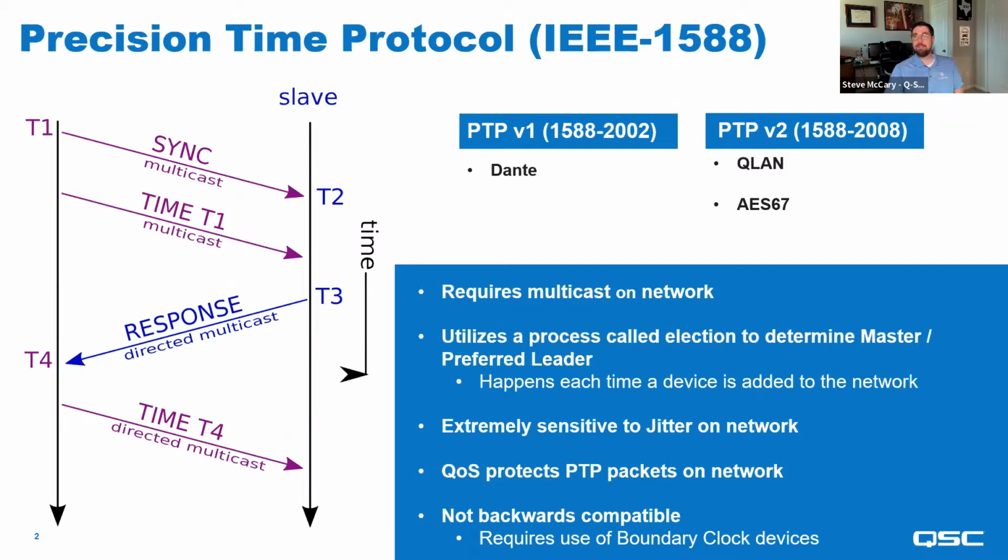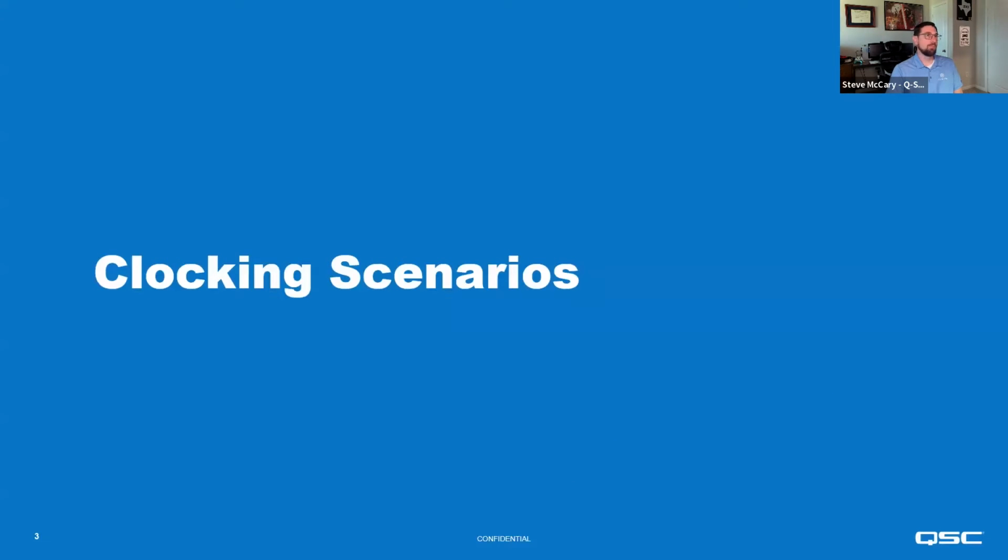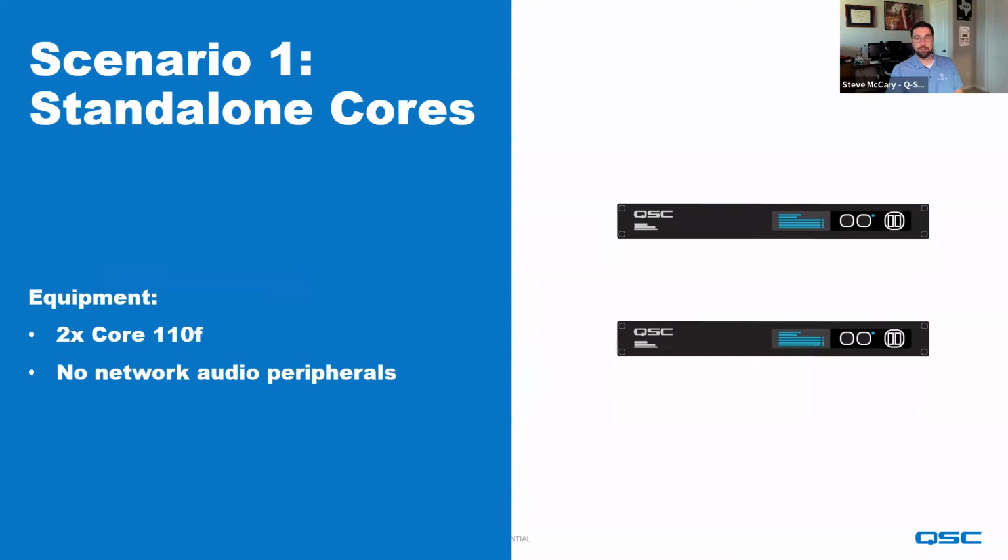PTP v1 versus PTP v2. If you want to have something that can communicate with both, there are devices that can communicate with both, and those are referred to as boundary clocks. But a strictly v1 device cannot communicate with a strictly v2 device, and we will discuss more of that as we get through. Okay, so let's talk about some basic clocking scenarios.